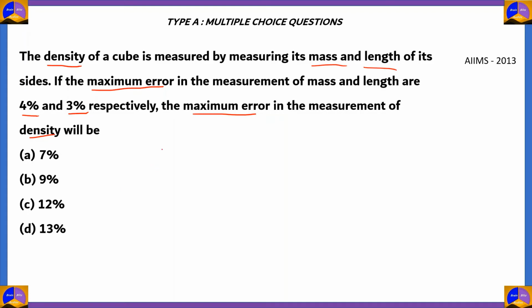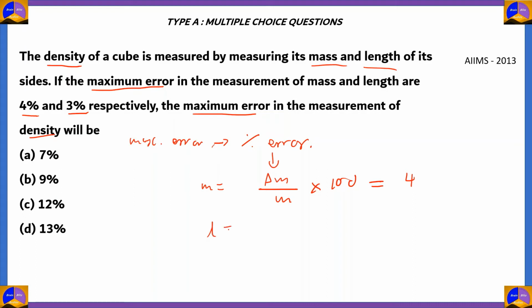So over here, the maximum error is given in percentages. So it is percentage error. And the formula for percentage error is relative error times 100. So for instance, for mass, it'll be delta M by M times 100, and that value will be equal to 4. And for the length, it'll be delta L by L times 100 will be equal to 3.